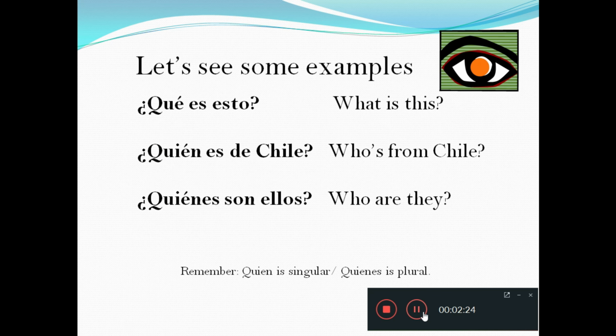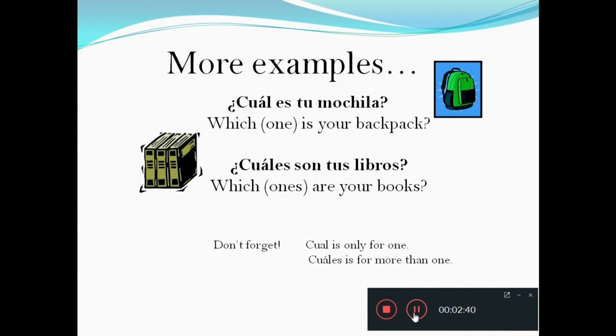Let's see some examples. ¿Qué es esto? What is this? ¿Quién es de Chile? Who's from Chile? ¿Quiénes son ellos? Who are they? Remember, quién is singular, quiénes is plural. More examples. ¿Cuál es tu mochila? Which is your backpack? Solo es una. ¿Cuáles son tus libros? Which are the books? Pueden ser más de uno. Don't forget, ¿cuál? is only for one. ¿Cuáles? is for more than one.